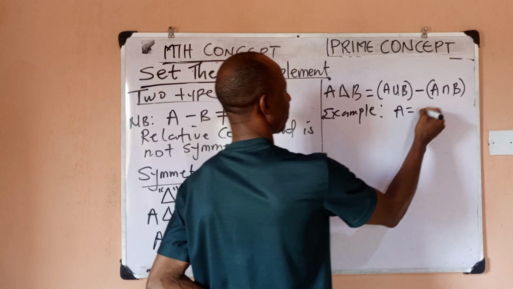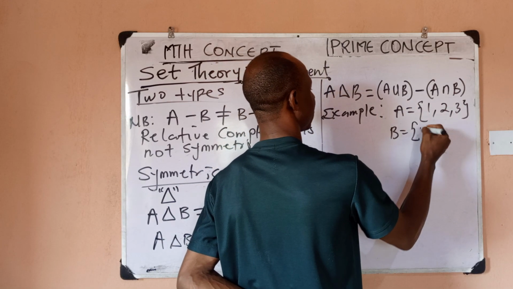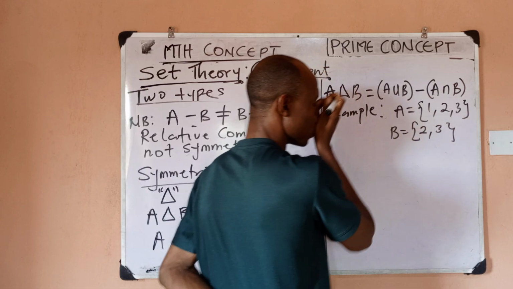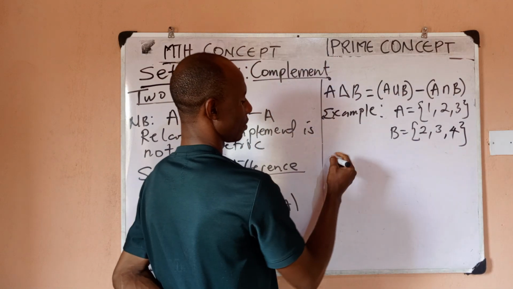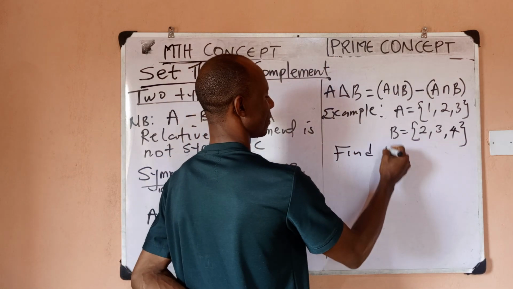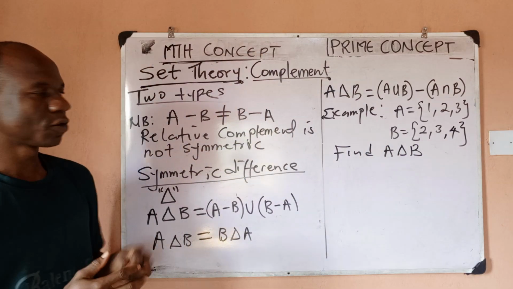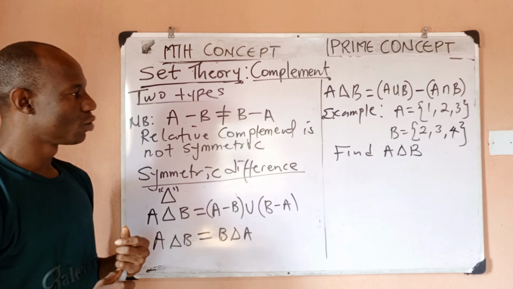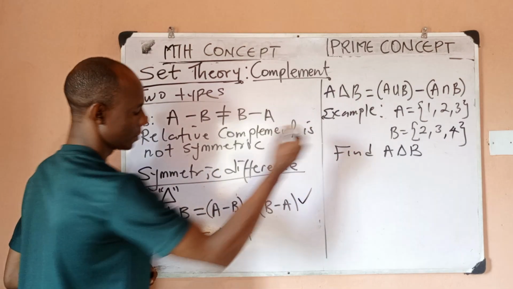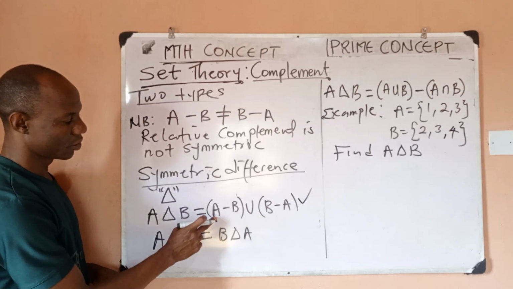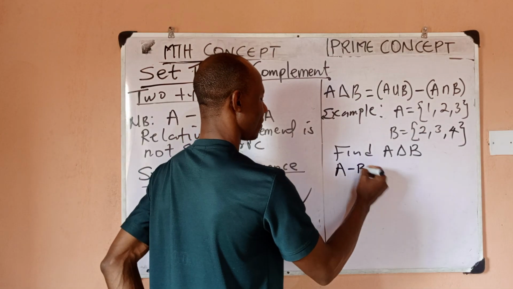For example, say A is equal to {1, 2, 3}. Say B is the set {2, 3, 4}. Now the question is to find A symmetric difference B. So we want to find this very quickly. Let's use the first formula first. To solve this, I need to find A difference B.